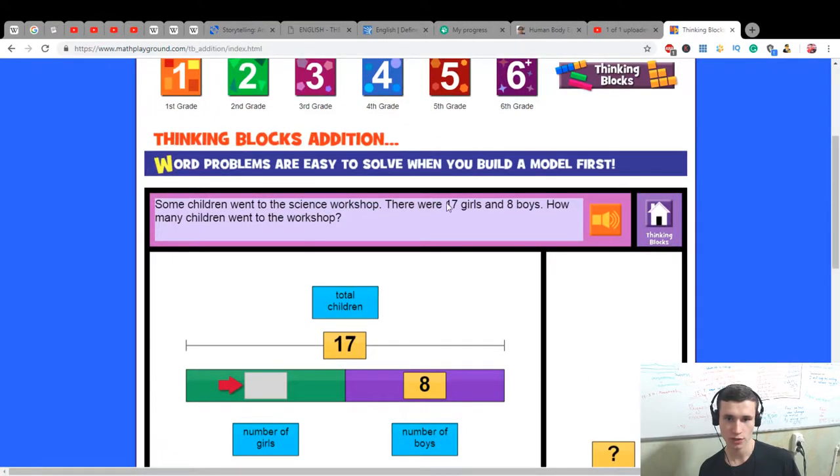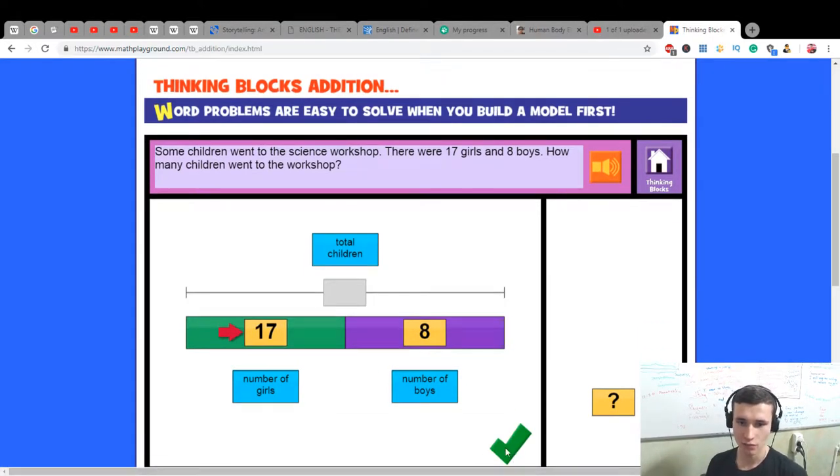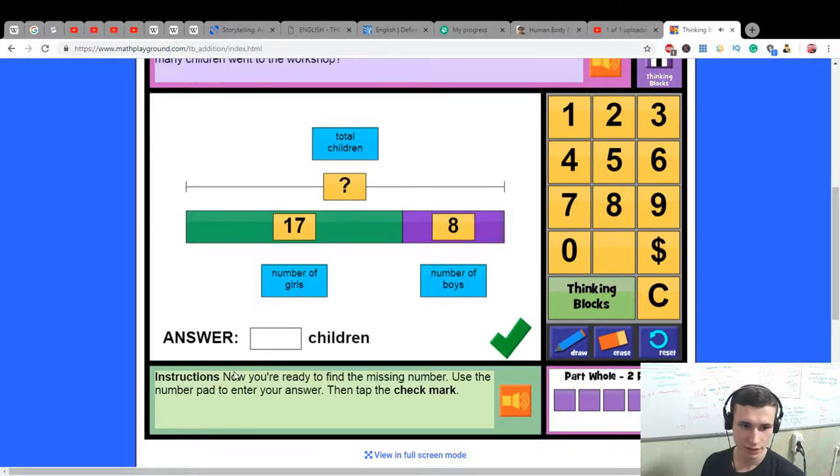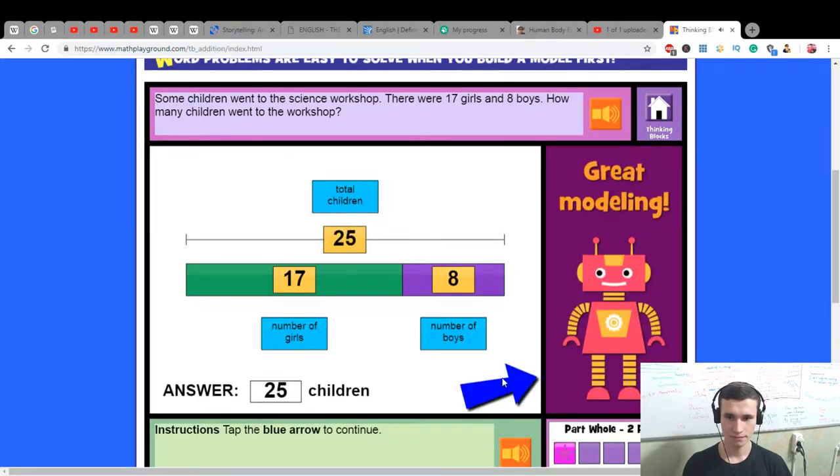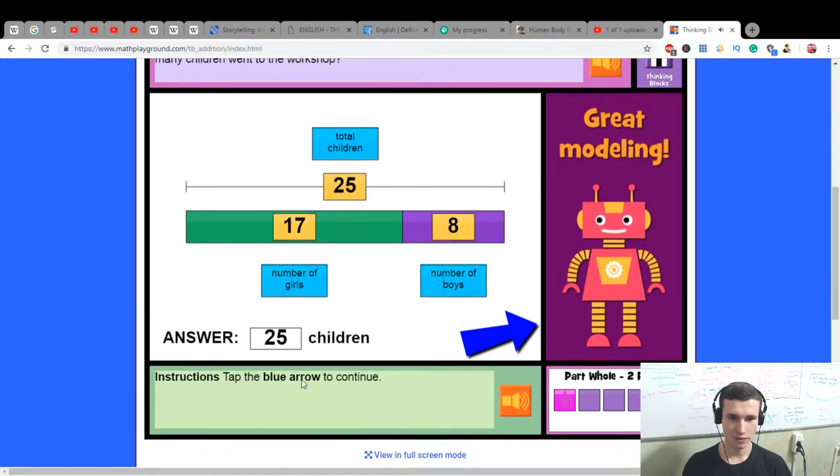Some children went to the science workshop. How many children went to the workshop? 17 girls and 8 boys. It will be 25. Yes. Now you are ready to find the missing number. Use the number pad to enter your answer, then tap the check mark. Okay. 25. Great modeling. Tap the arrow to continue.